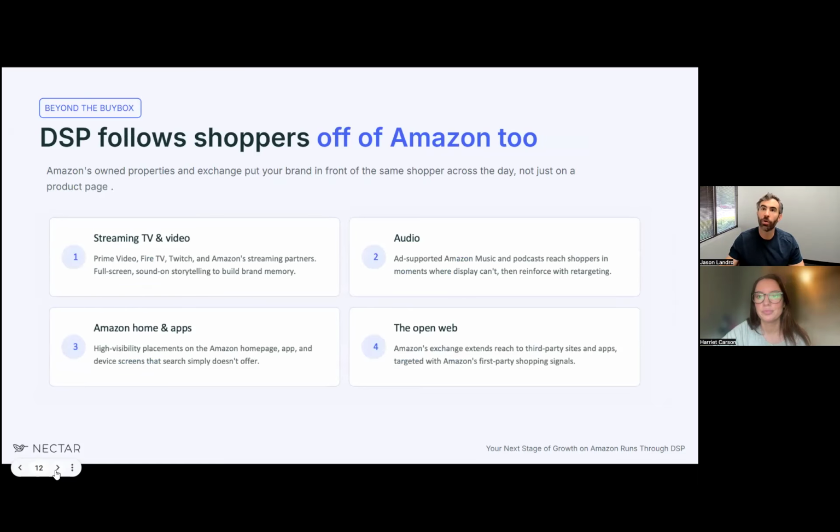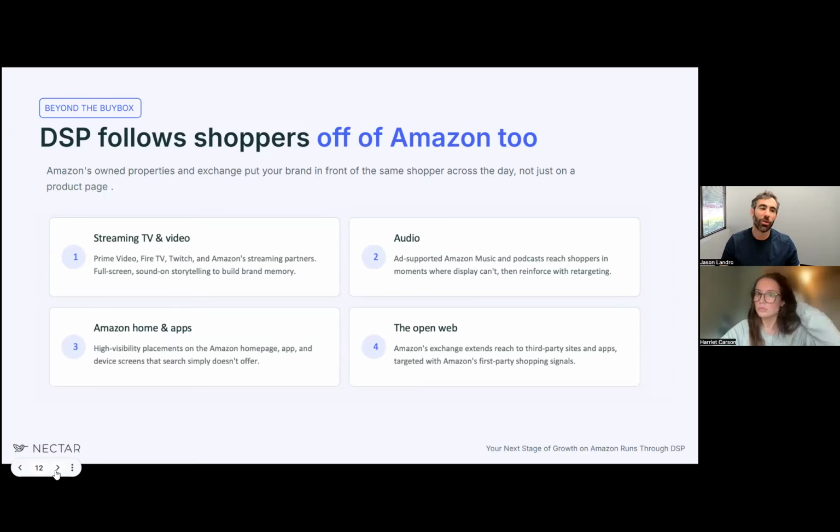One of the big benefits of DSP is going beyond Amazon, whereas the suite of sponsored advertising tools is relatively limited in that regard. To the extent you can advertise off Amazon with sponsored products, brands, or display, the controls are quite limited, especially compared to the DSP.